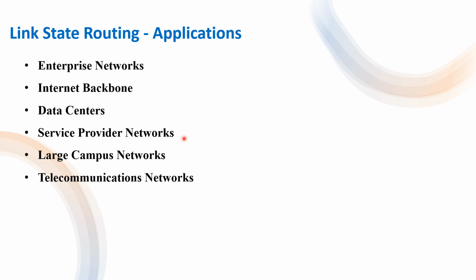It helps service providers to manage large networks, ensuring efficient routing and quick adaptation to changes. It is suitable for extensive campus networks, providing the scalability and detailed view needed for effective routing. It manages communication between network nodes, offering robustness and accuracy for reliable telecom services. These applications highlight the effectiveness of link state routing in handling complex and large-scale network environments.